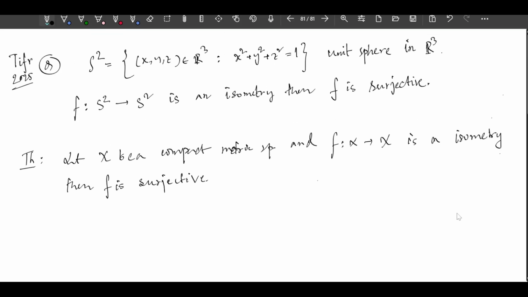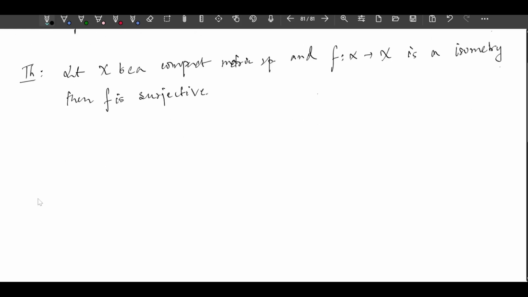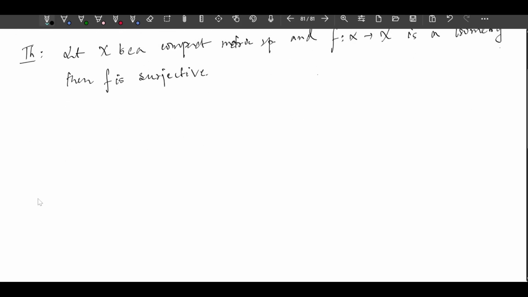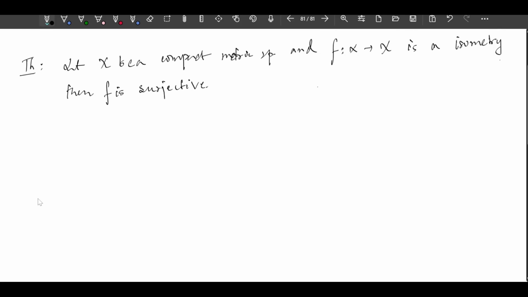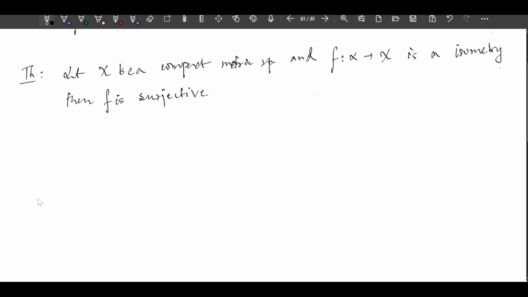It is clearly visible that this question is a particular case of this theorem, right? Here S2 is compact, and if F from S2 to S2 is an isometry, then F is surjective. Now why S2 is compact we will see later. First we will prove this general theorem, that for any compact metric space, if F is an isometry, then F is surjective.